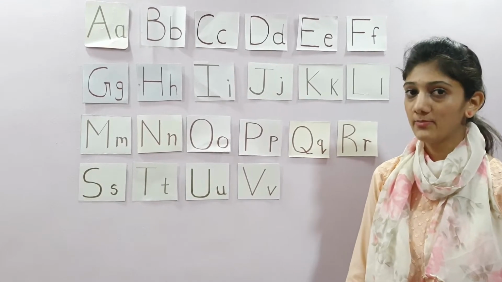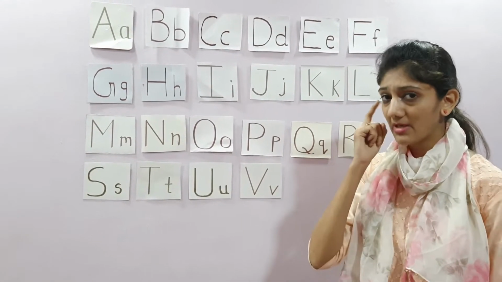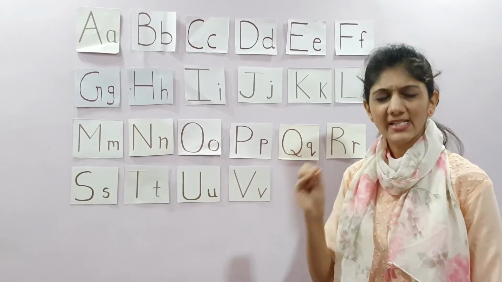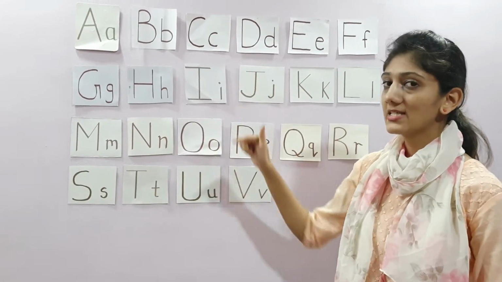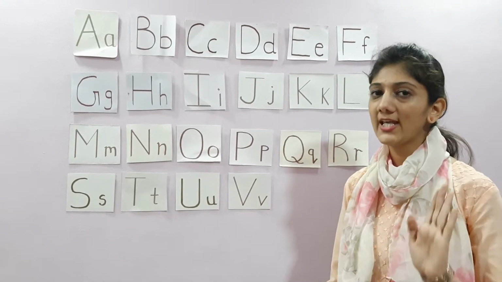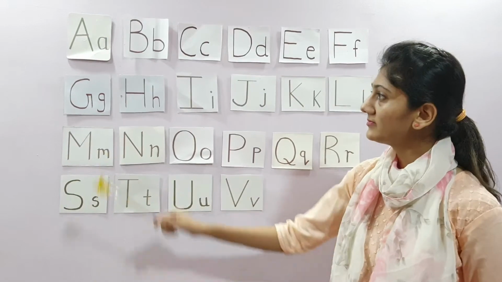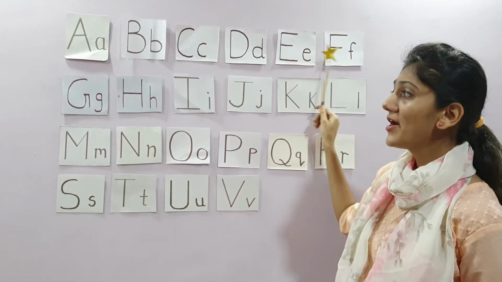And now it's time to know the letter sounds. You remember, I told you that the baby small letter makes some sound. So now it's time to only say the sounds of the letters. Ready? I'm going to go very slowly, so you're going to repeat after me. Ready? A, B, K, D, E, F, G.